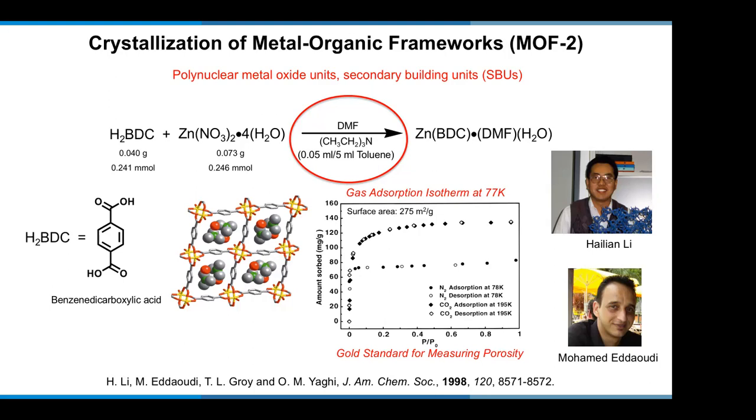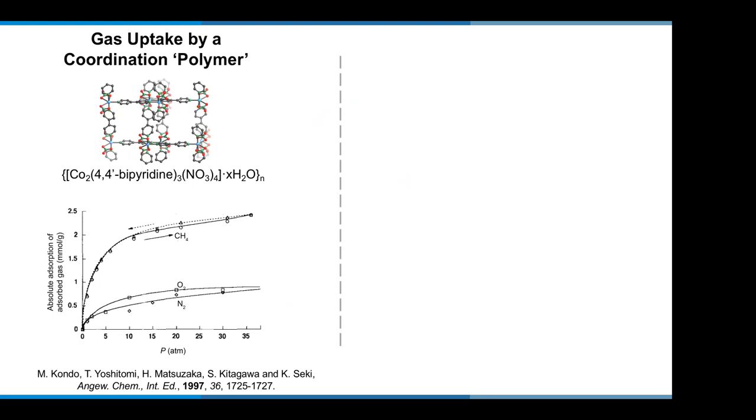Now, some people refer to a paper in 97 that was published by Kitagawa. In that paper, he showed that you can pressurize metal organics, in this case a coordination polymer, and show that you can take up gases. Now notice this is a different experiment than the one I just showed you. This experiment is done at room temperature and at very high pressure.